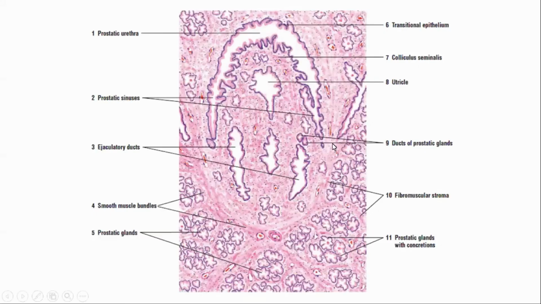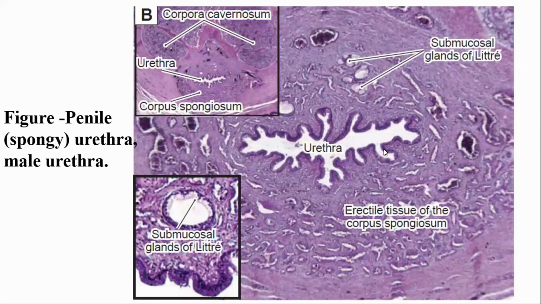This is the histological structure of the prostate. This is the prostatic urethra. This is the prostatic utricle. These are the ejaculatory ducts. And the penile or spongy urethra. Right? This is the histological picture of the penile or spongy part of the urethra. This is the spongy part of the urethra. This is the erectile tissue, corpus spongiosum.